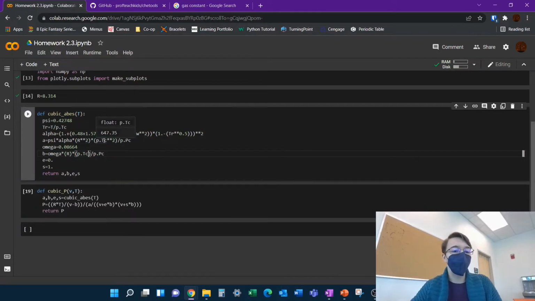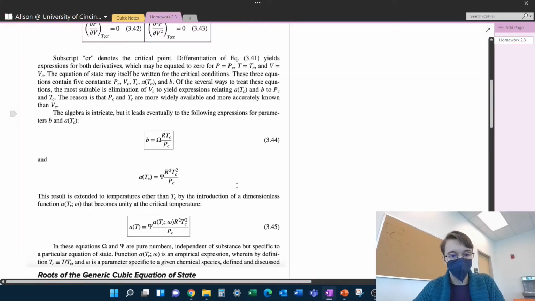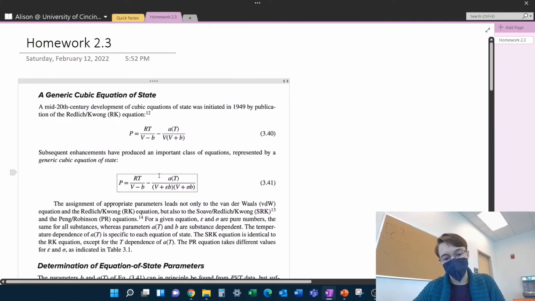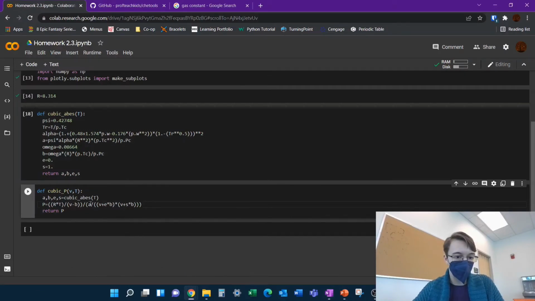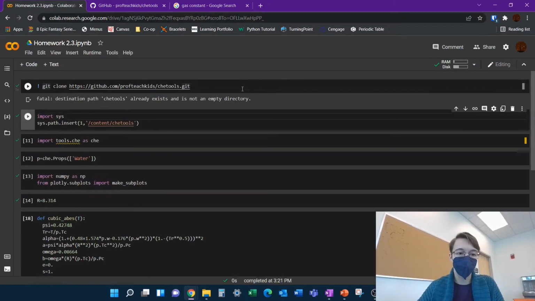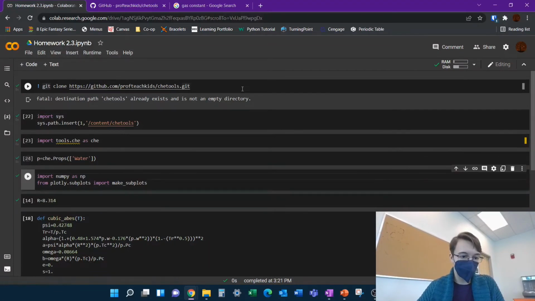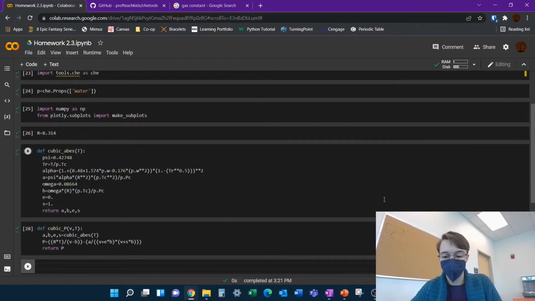Alright, and then the next error that I made was when calculating the pressure. So you'll see over here that there are two terms separated by a minus sign. In my code, I have the two terms separated by a division sign, so that should be a negative. Alright, and then we can just go ahead and reevaluate everything and make sure that those errors don't affect any future code that we make.